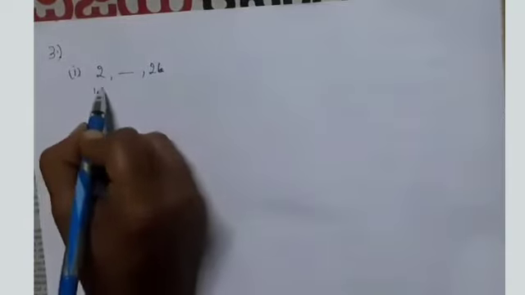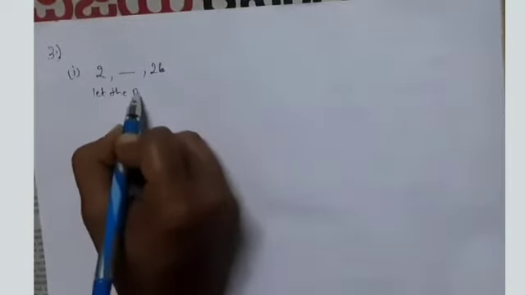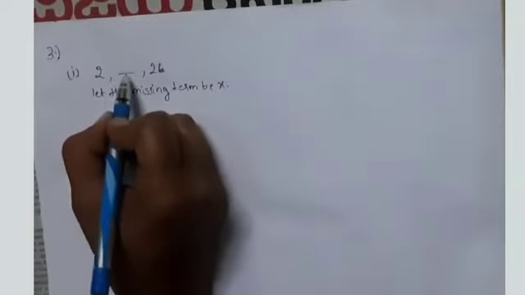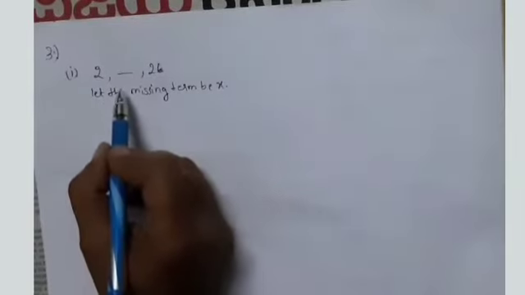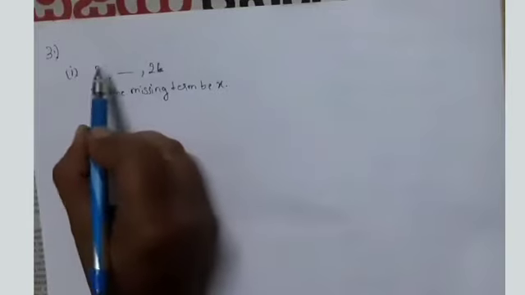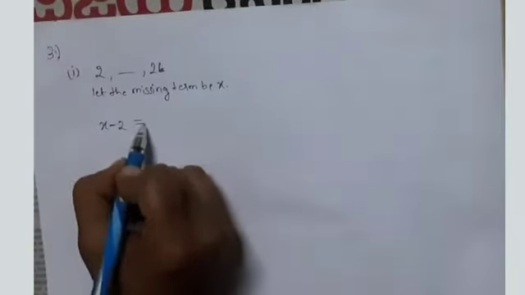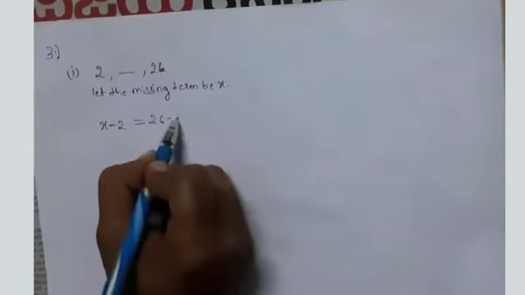So what shall we do here is, we will just assume a variable for the missing term. So let the missing term be x. If I substitute it here as x, then the difference between the consecutive terms should be equal. Therefore, x minus 2 should be equal to 26 minus x. From here you can find out what is the missing term.